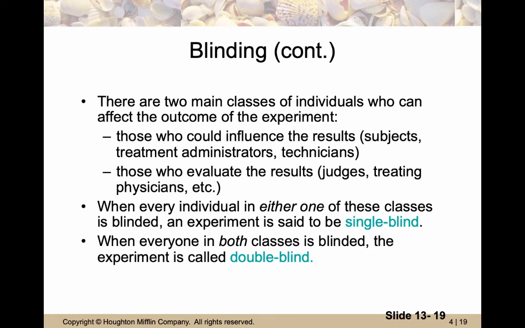When everyone in both cases is blinded, the experiment is called double blind. Really the case we're concerned with is that if the subjects don't know and the person doing the evaluation doesn't know, then we have a double blind experiment.